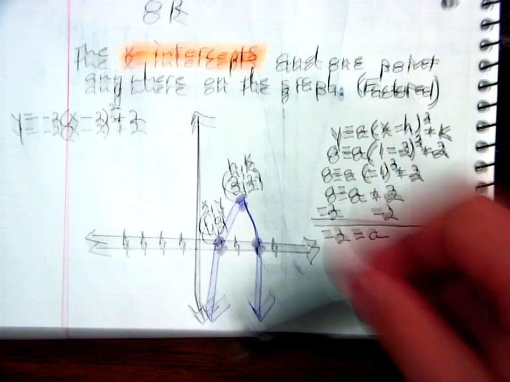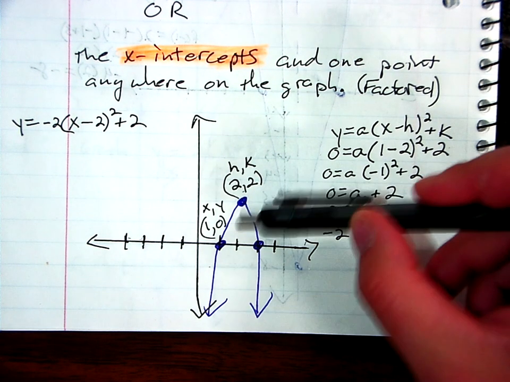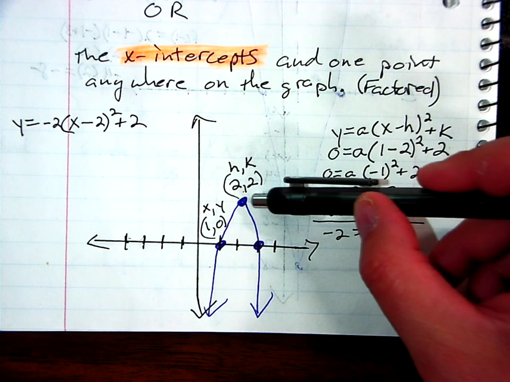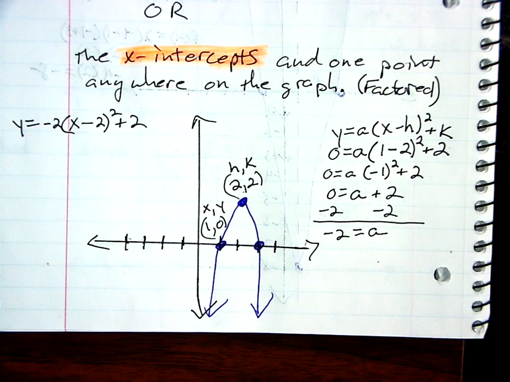Yep, notice it's opening down. And it's not opening at a rate of down 1 over 1. It's actually opening at a rate of down 2 over 1. So that's why. Yes?